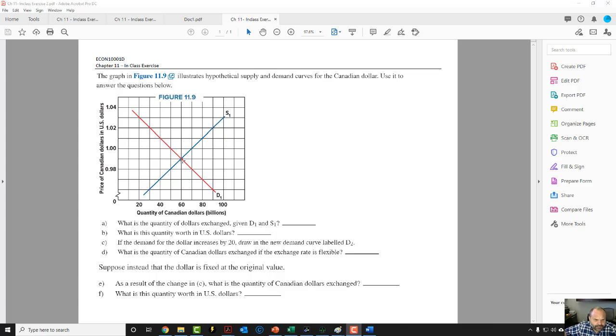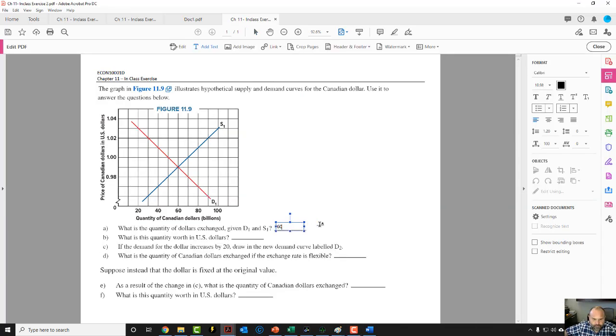So part A, what is the quantity of dollars exchanged given D1 and S1? Well, the answer to that is going to be 60. Okay, what is this quantity worth in US dollars? Well, what's the exchange rate at 60? Well, the exchange rate is actually equal to 0.99. So in order to get that, we just multiply 60 by 0.99. And so that will equal 59.4 billion US.